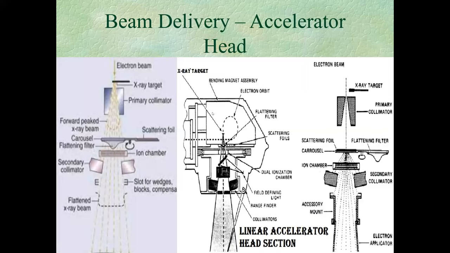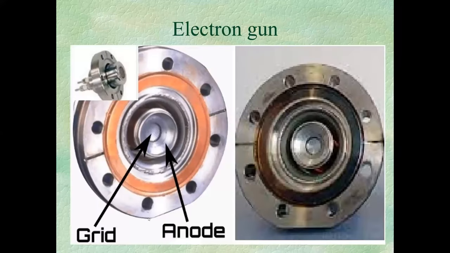A question in the chat box: why are the disks not of equal length in which electrons are focused in the klystron? So, yeah, going back to these disks.